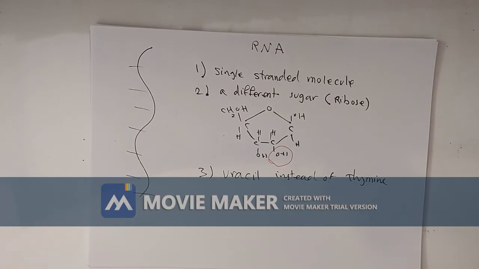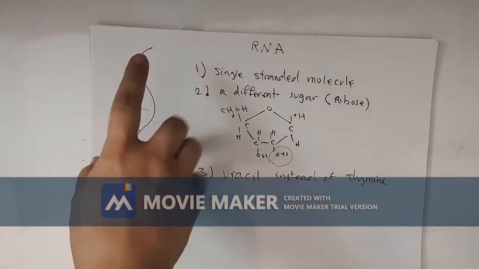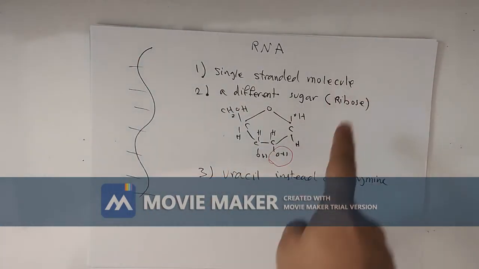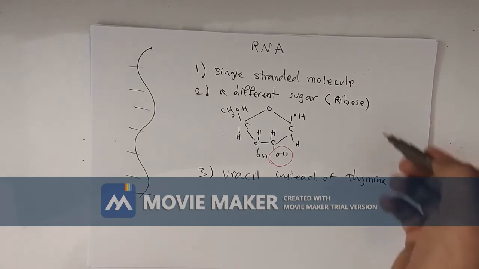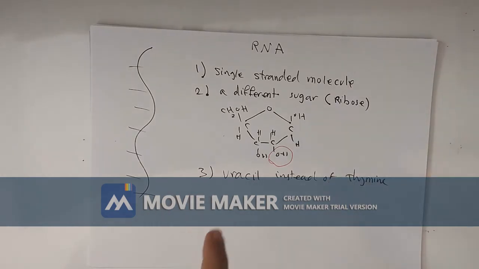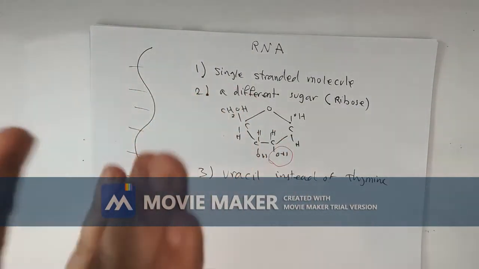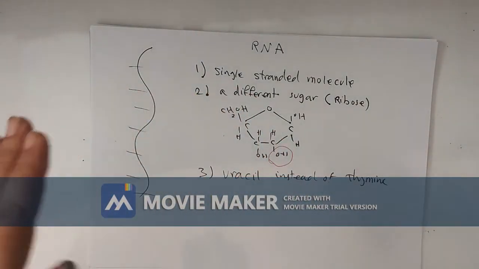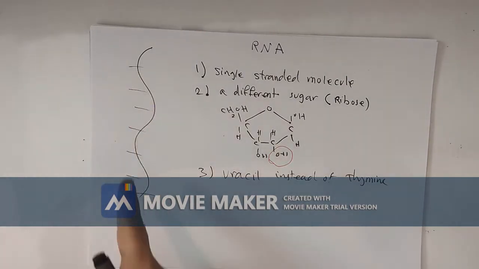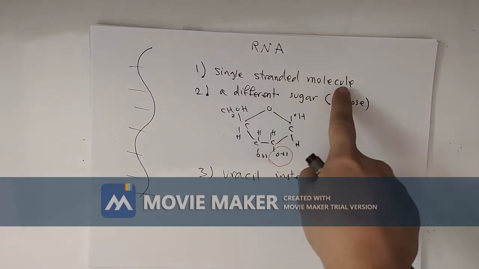So now look at the structure of the RNA. What are the differences between RNA and DNA structure? These are very important for you to know. The first thing is that DNA was a double stranded molecule. It was a double helix, if you remember. So it was like a ladder with two parts, and the two parts are twisted together. But here there is only one strand, so RNA is a single stranded molecule.